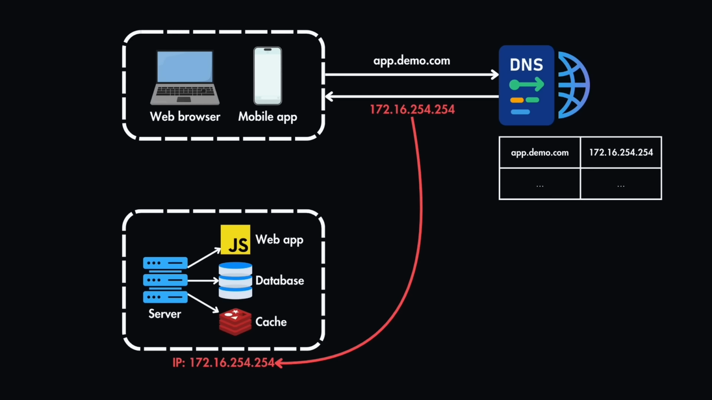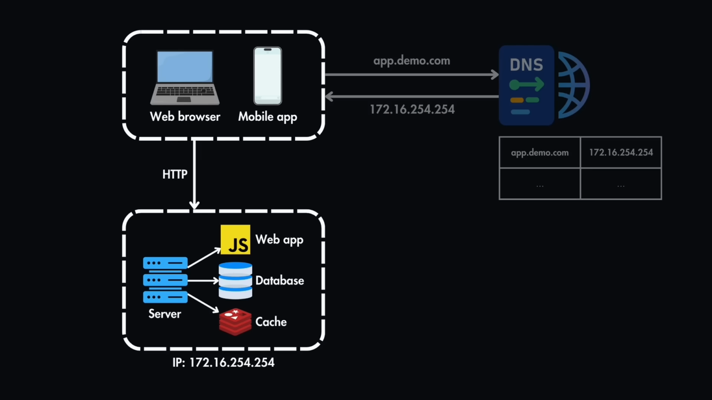And this IP address is our server's IP address, so now they have the location where they are trying to send requests. So with this IP address in hand, the user's device sends an HTTP request to our server asking for specific data. And then our server processes this request and sends back the requested data. This might be an HTML page for a browser or a JSON response for the app, depending on the request type.